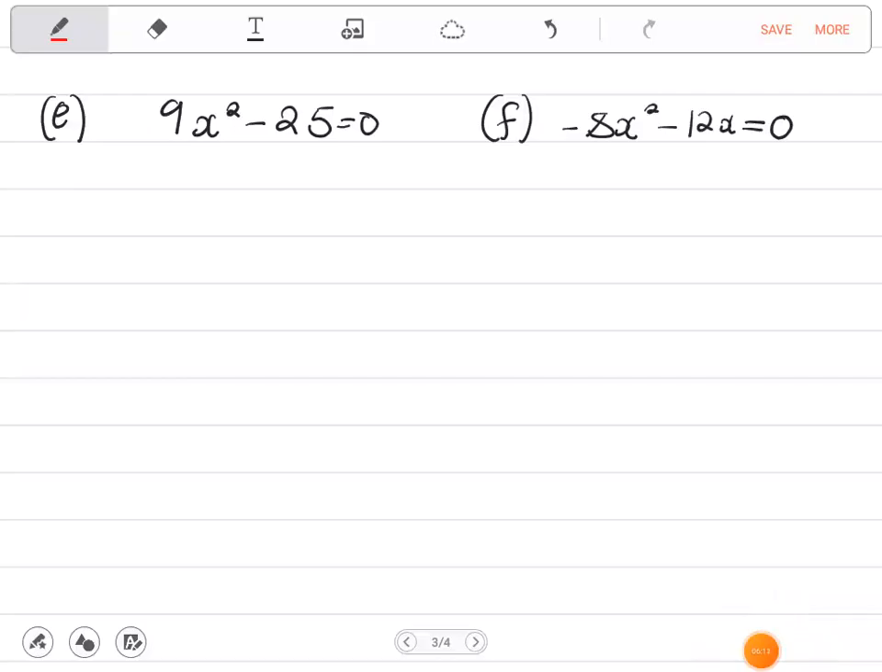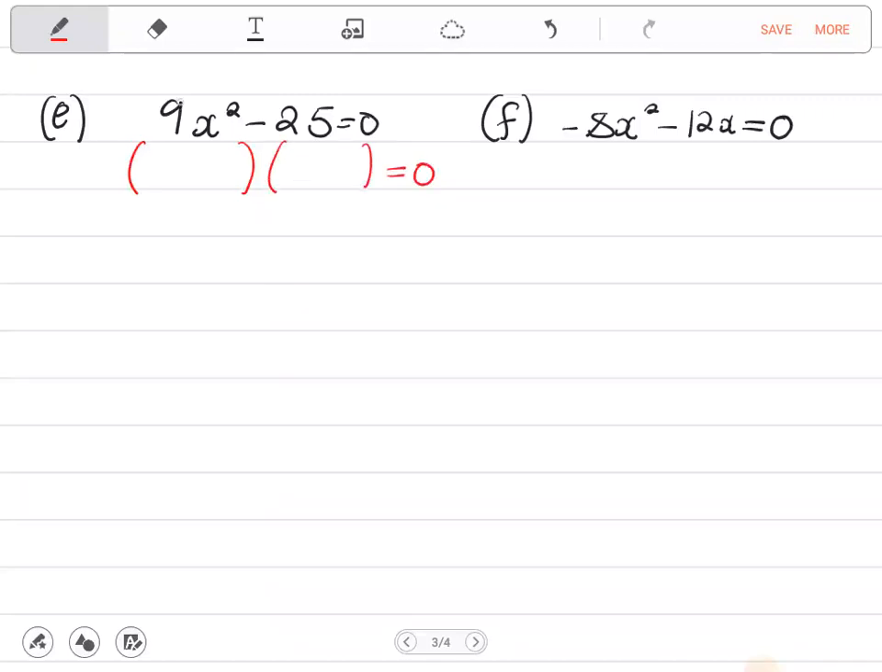Now we have E and F. Let's go as well. So when you look at this, is 9 common here? No. Is x common? No. Is 25 common? No. Now there is a minus in the middle, and 9 is a square. X squared is a square, 25 is a square. So we are going to use difference of two squares to solve this. So we are going to open two brackets as usual. Look at this bracket and that bracket. Then we say equal to 0.